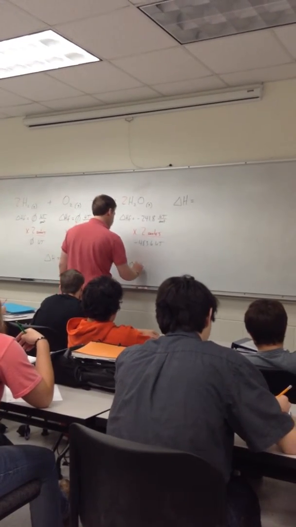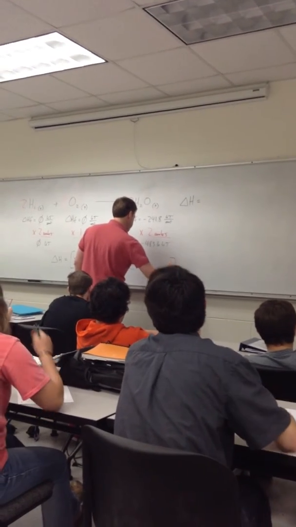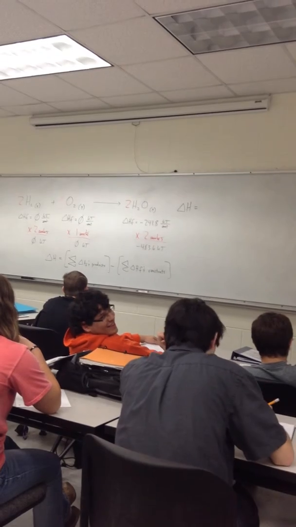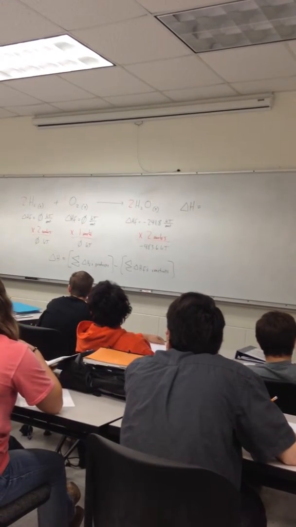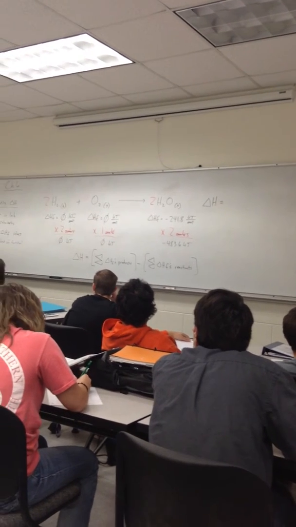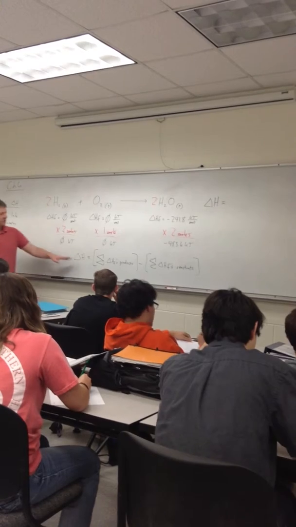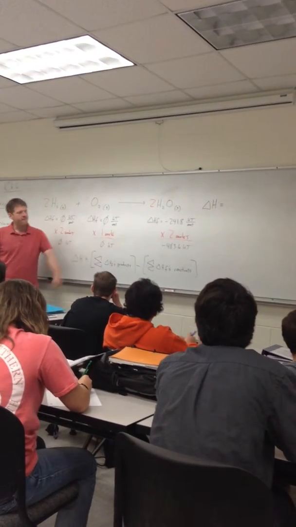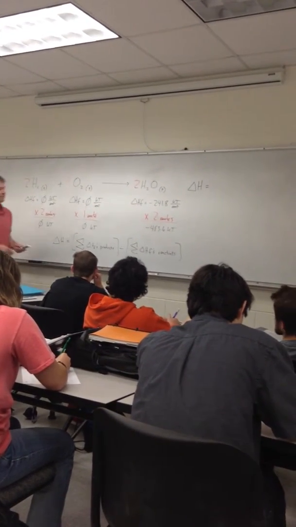You're right, this is going to look kind of scary. We got a big weird symbol there. Anyone know what the big weird symbol means? Sigma. It's capital sigma, which means in math, the sum of. That's all this means. So our delta H is going to be the sum of all our delta HFs of our products minus the sum of all our delta HFs of our reactants.